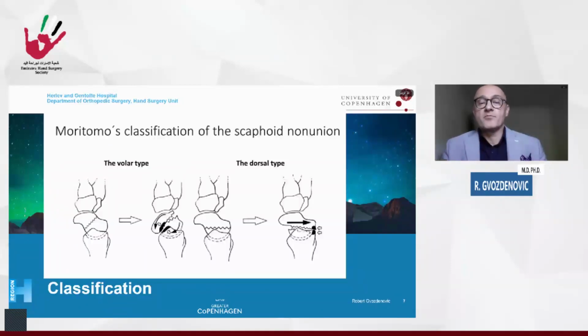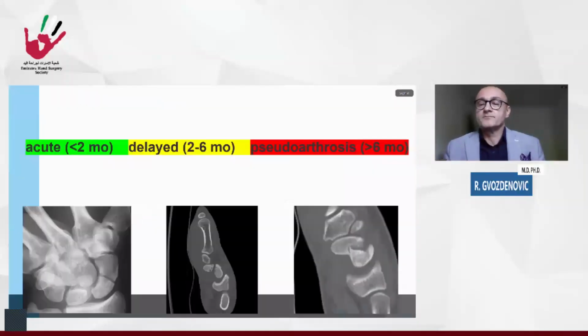So I prefer another classification, which is called Moritomo, and it defines whether the fracture line ends proximal or distal from the dorsal ridge. If it is distal, then it's called a volar type, always ending in some kind of humpback deformity. But if it is proximal from the dorsal ridge, then it usually ends in a shearing-like deformity, meaning displacement. I'm going to talk a little bit more about this dorsal type a little later on.